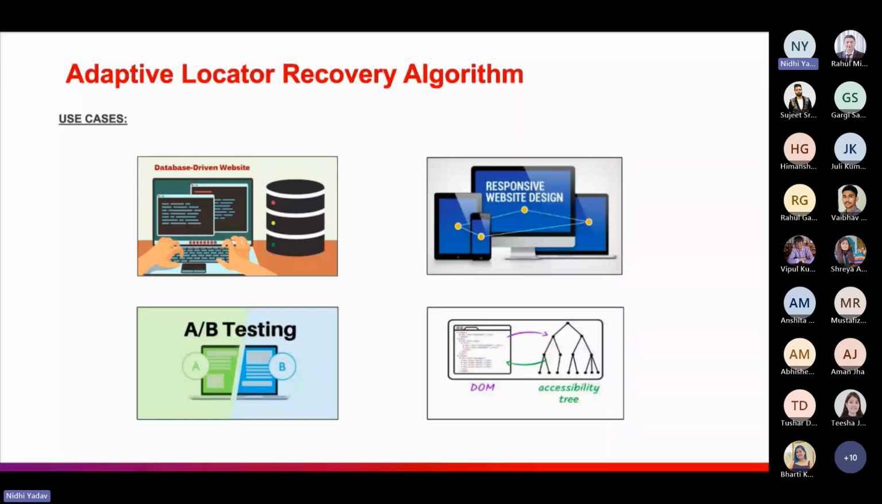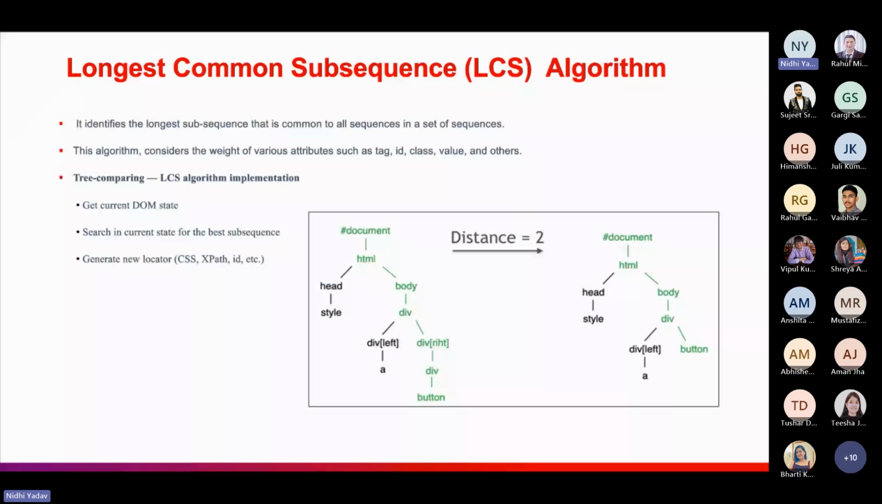Next is the longest common subsequence algorithm. It identifies the longest subsequence that is common to all sequences in a set of sequences. The longest common subsequence algorithm is basically a dynamic programming technique where there are two sequences, like A, B, C, D and E, F, G, H, and from these two sequences, we find the best common sequence, while maintaining the order of the elements in that sequence.